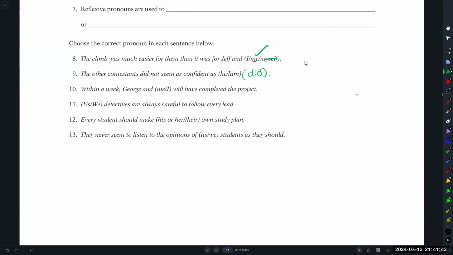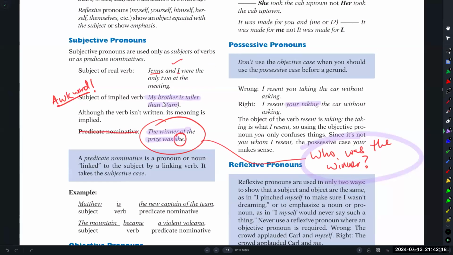Sir, him. He, he, him, no, he did. The other contestants did not seem as confident as he did. So it's he. I know, I told you before we started, this is the only pronoun error which you will not like, and it is going to make you learn a few new things. It is he because did is implied. It is just like the same example that we did earlier.